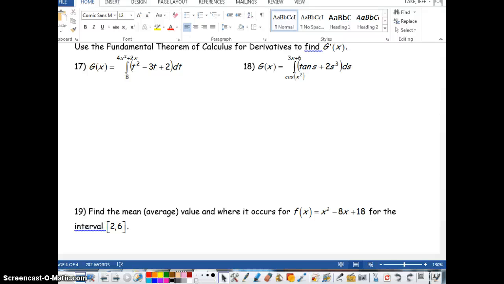This is Unit 6, review number 6.10. This is question number 18 and 20. All right, so number 18 says use fundamental theorem of calculus for derivatives to find g prime of x.